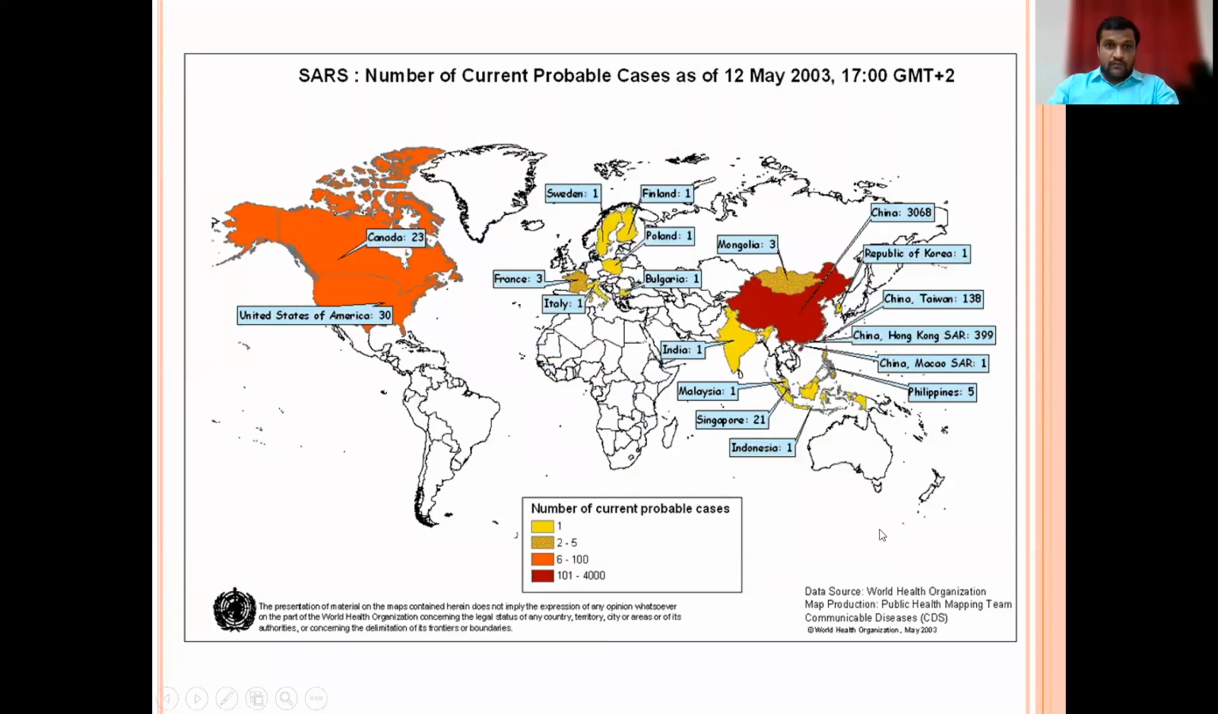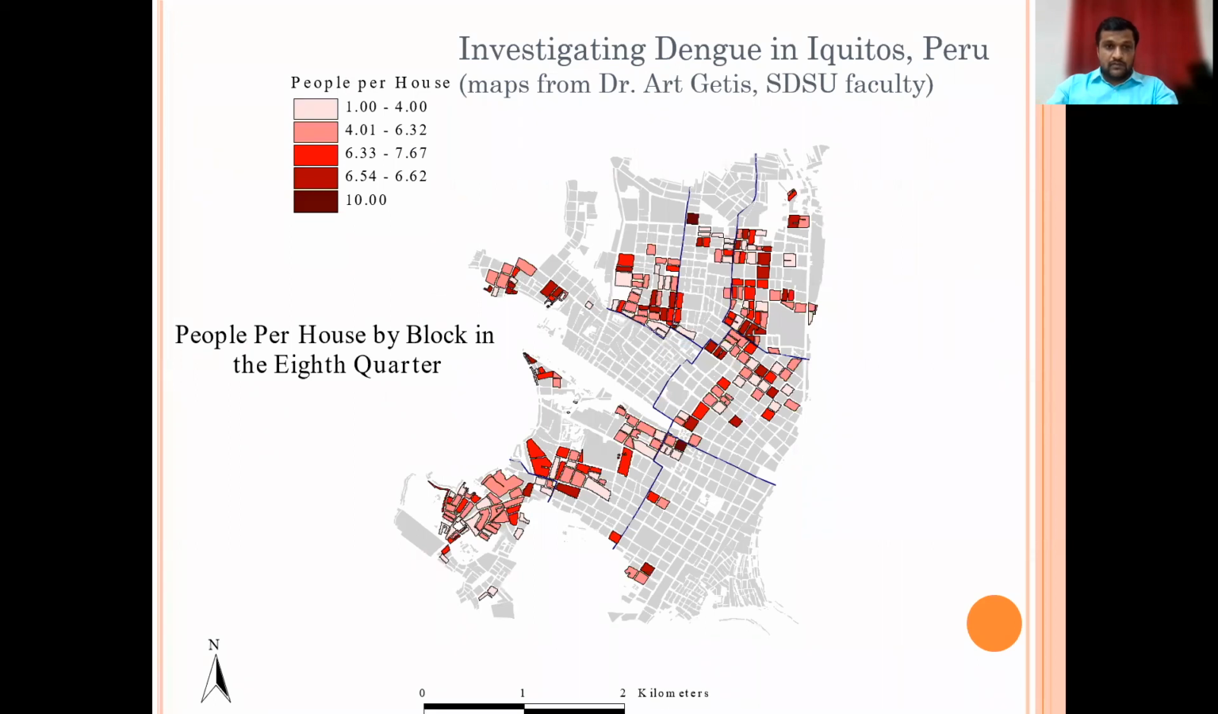This is the number of current cases. This is a case study where we have the number of current cases of SARS, an earlier infectious disease, throughout the world. This is another example of how we can investigate dengue. As a case study, it was done in Peru, where they identified the hotspot areas of dengue using the GIS and remote sensing approach.